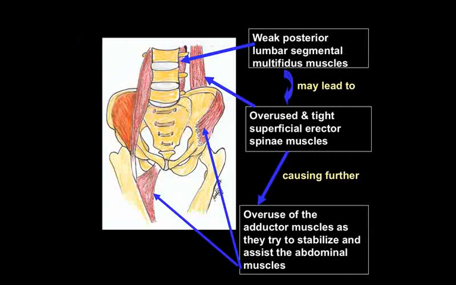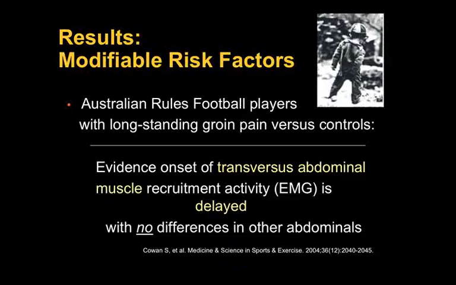This schematic diagram talks about this. Weak posterior lumbar segmental muscles cause an overuse of tight superficial erector spinae muscles, which may cause further overuse of adductor muscles as they try to stabilize and assist the abdominal musculature. Looking at it this time from the multifidus muscle as opposed to the abdominal muscle example I had given earlier.